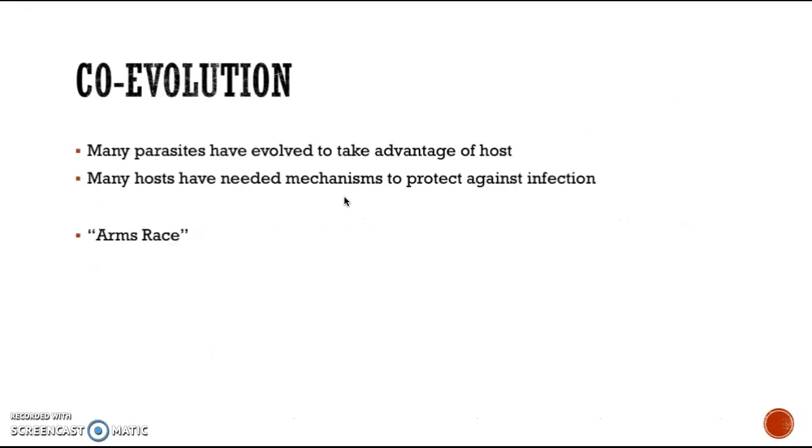And this has led to, because we have such long evolutionary histories with viruses, with bacteria, with everything, the parasites have evolved to take advantage of the host. In return, the hosts have needed mechanisms to protect against infection. So any host that is better adapted, is better capable of fighting off an infection or not getting infected in the first place, is not going to die as readily and is going to be more likely to pass on those traits. So natural selection. It's led to this arms race between the parasite and the host. And that's going to lead us into our immunology lecture.